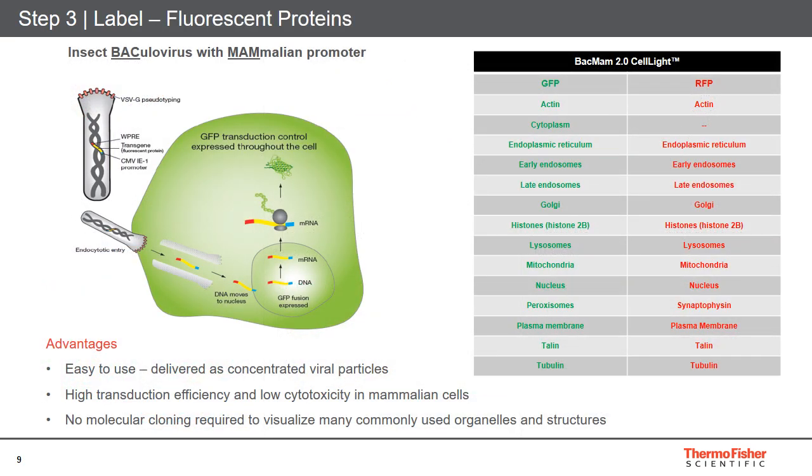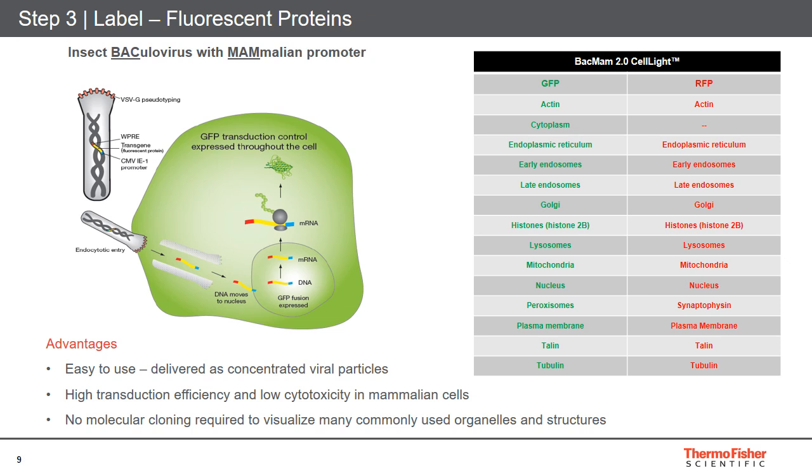But first we'll cover various approaches towards genetically encoded labeling methods. One of these methods that we have developed over the years is called BACMAM, which stands for insect baculovirus with mammalian promoter. As that name implies, this is a technology that takes advantage of an insect virus, a baculovirus. What we've done is substitute the insect promoter with the mammalian CMV promoter in order to facilitate the expression in mammalian cells.